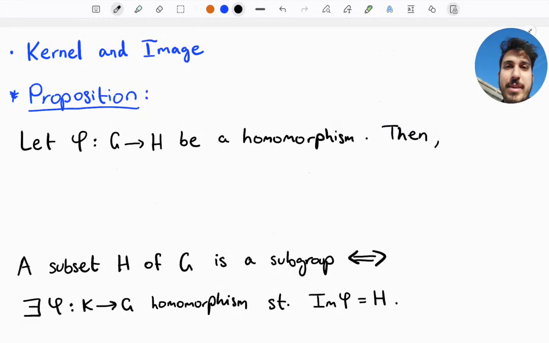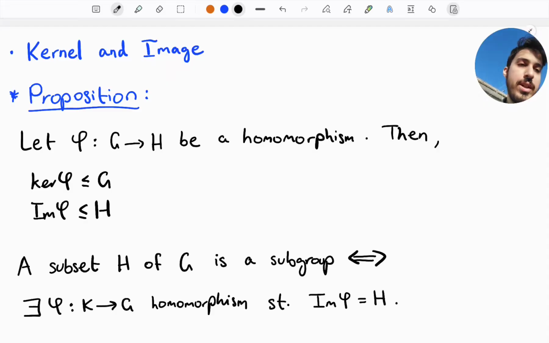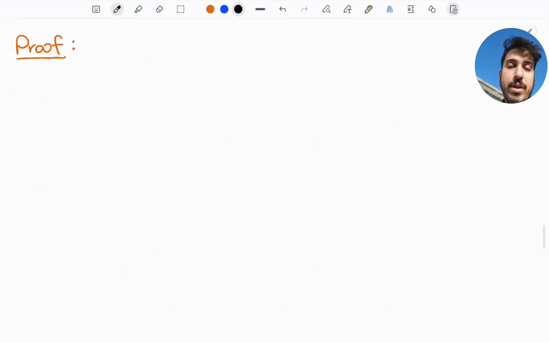Okay, let's now talk about the kernel and the image as subgroups of G and H respectively. We have a proposition here that says that if phi is a homomorphism going from G to H, then we have that the kernel of phi is a subgroup of G, and the image of phi is a subgroup of H. Moreover, a subset H of G is a subgroup if and only if there exists a homomorphism phi going from K to G such that the image of phi is equal to H. Now, let us see the proof of this proposition.